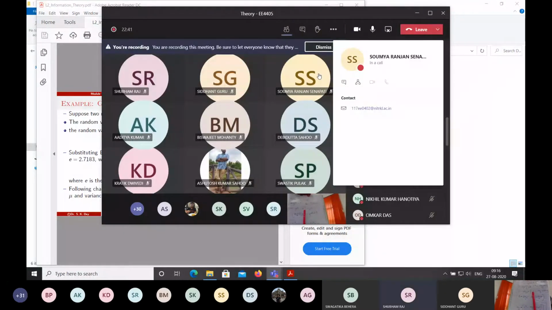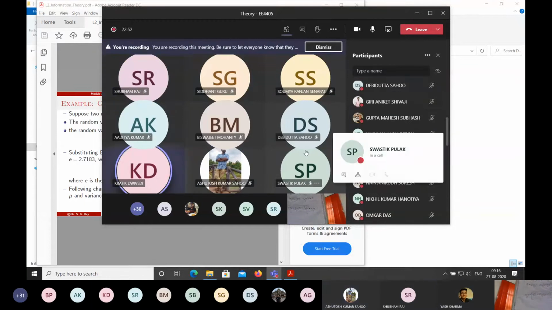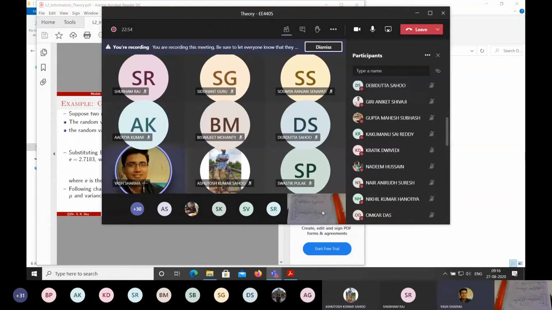So your screen is minimized, means that photo is not showing. Just click it, Shubham, just click it. It will show. Okay, screen it. It will maximize. Okay. Now can you see?